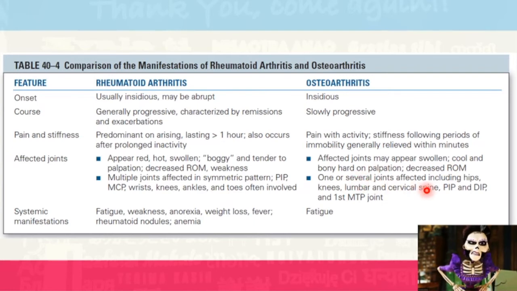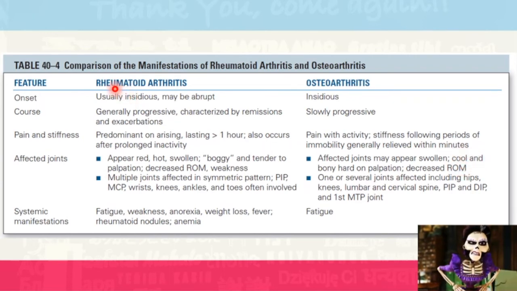One or several joints are affected, including the hip, the knee, the lumbar and cervical spine, your PIP or proximal interphalangeal joints, your distal interphalangeal joints, and then your first MTP. Whereas the tendency in rheumatoid arthritis is that the joint would appear red, hot, swollen, and boggy, and tender to palpation with decreased range of motion and weakness. So notice the comparison. In rheumatoid arthritis, there is a tendency to be red and hot, whereas in osteoarthritis, the tendency is to appear swollen, but cool.